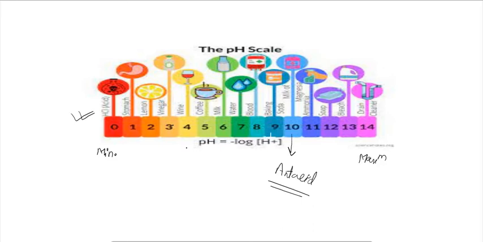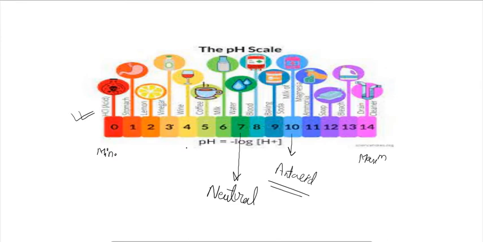Baking soda, which we use for making cakes, and baking powder have a pH value of 9. The blood of ours has a pH value of 8. And we can see that water is in between these two values, between the minimum value and the maximum value. Water is in between, and the number 7 is termed as neutral in the pH scale.